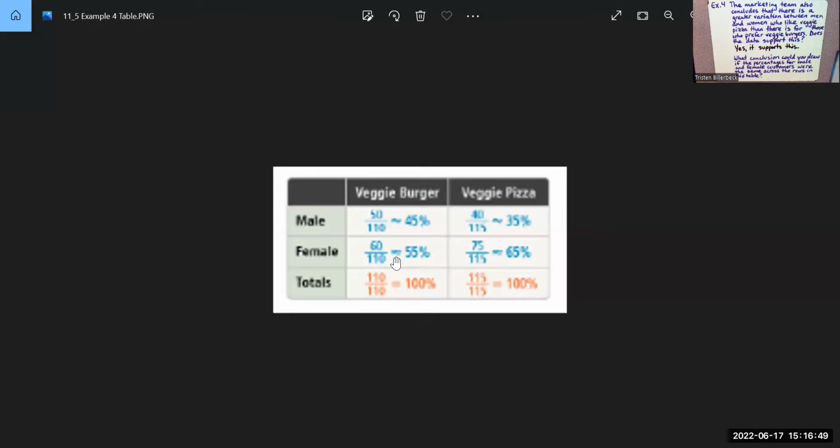So let's see, where did the 110 come from? Let's take a look at that. This 110 is 50 men over the 60 women who like the veggie burger. So the 110 on the bottom here, see how this is 100% for this marginal frequency and the joint frequencies, it's because 50 plus 60 equals 110. Then with this one, 40 plus 75 is 115. So we're going to put the 40 over 115 and 75 over 150. So that's where we're getting these percentages, by the way.